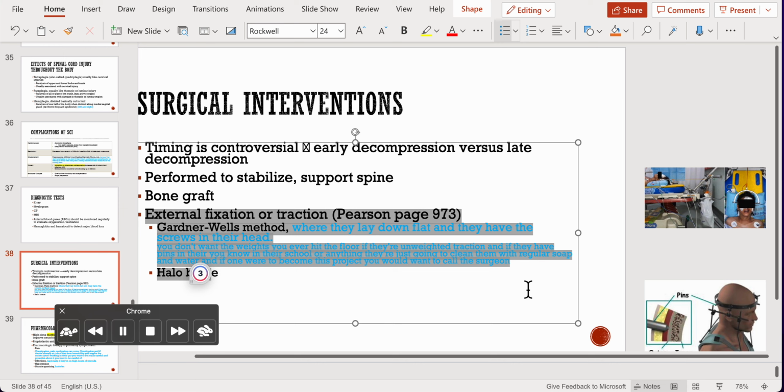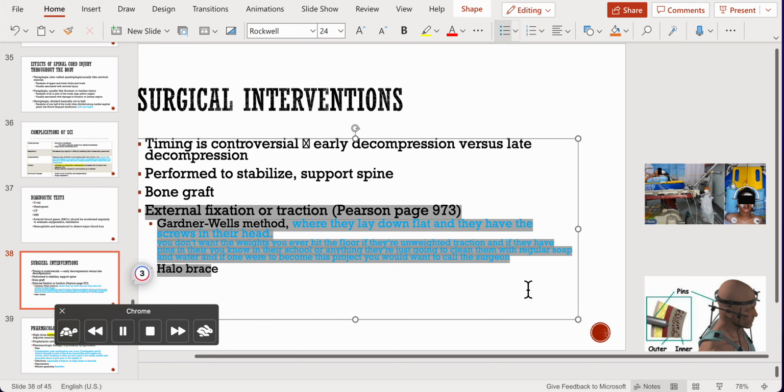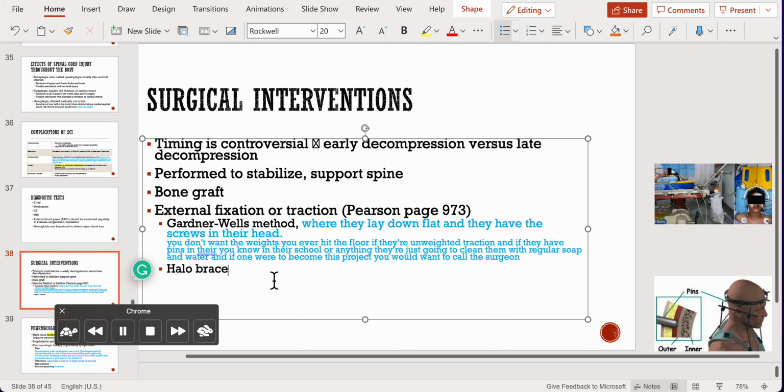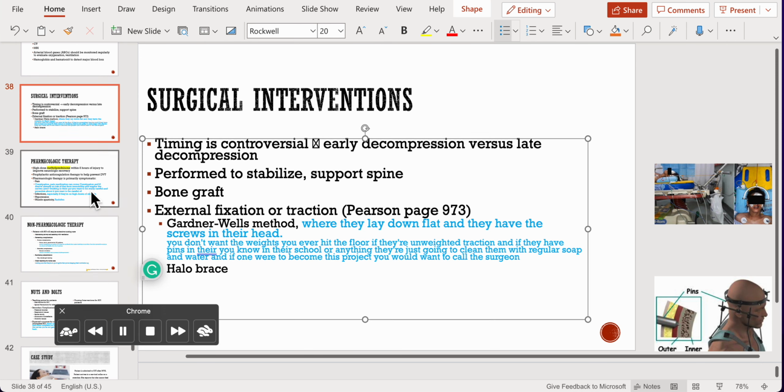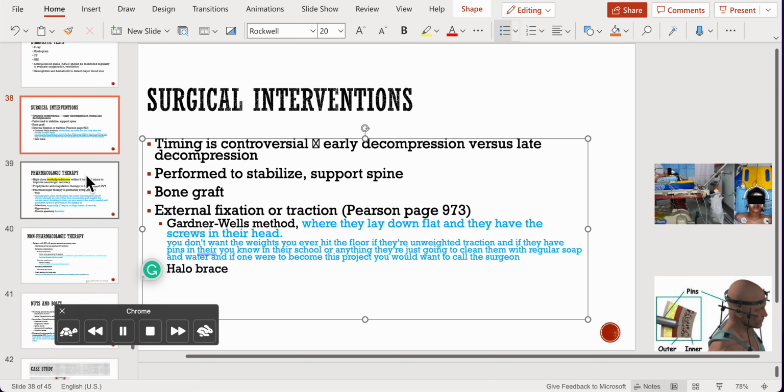External fixation or traction, Pearson page 973, Gardner-Wells method, where they lay down flat and have the screws in their head. You don't want the weights to ever hit the floor if they're in unweighted traction. If they have pins in their skull, you just clean them with regular soap and water. And if one were to become dislodged, you would want to call the surgeon. Halo brace.